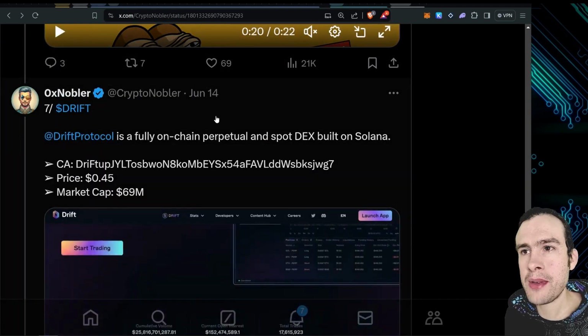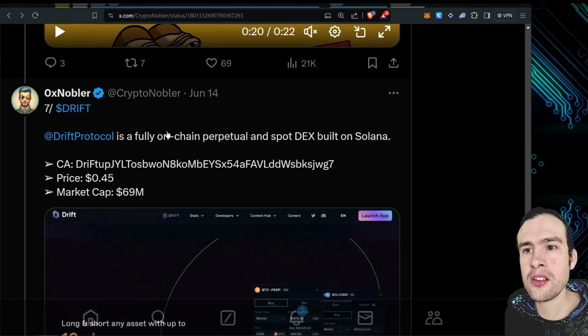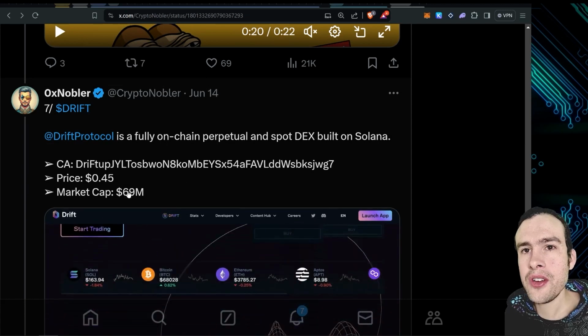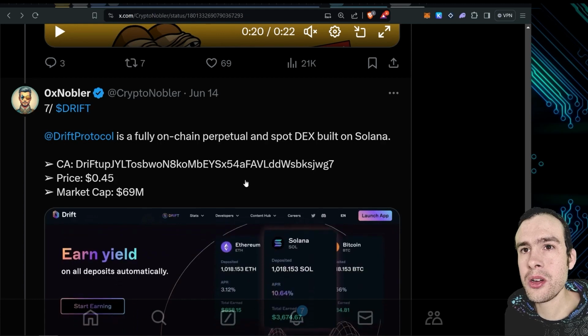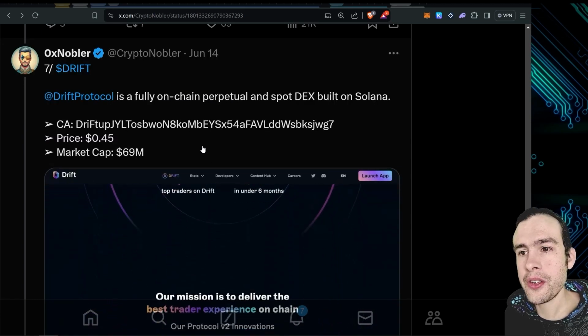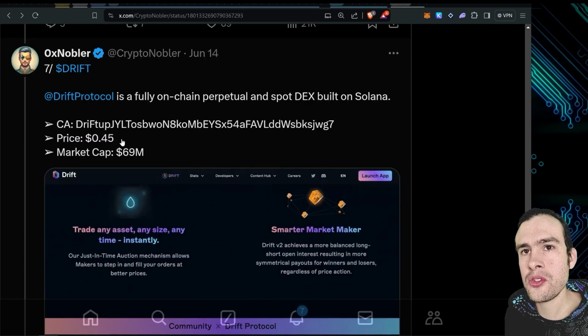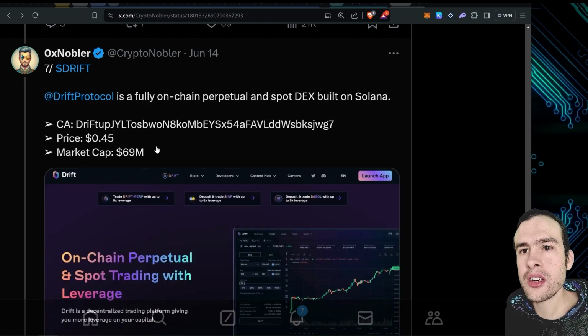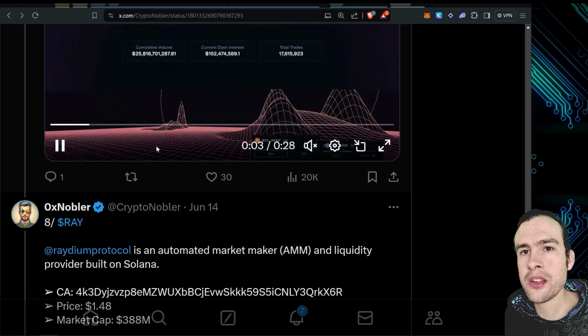Drift, love Drift. Best PerpDEX on Solana, in my opinion. Very small market cap, 69 million. I still hold mine, or at least half of it, sorry. I did sell half of it, but I still hold half to use in governance potentially, or to see what the staking rewards are for it coming up.